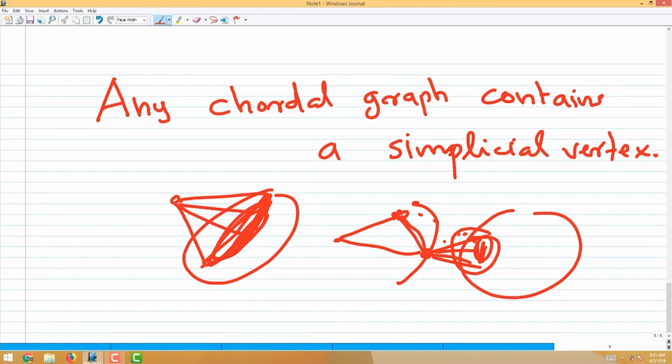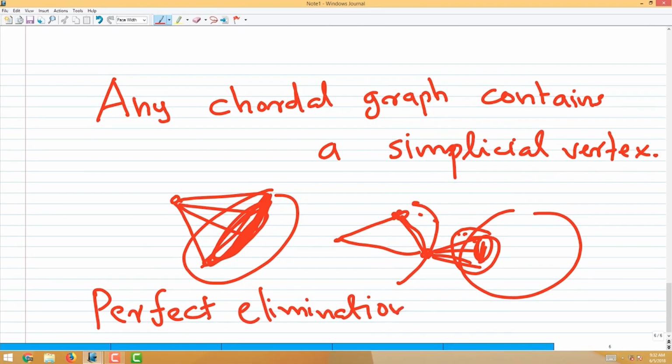In fact, one after the other, as you remove vertices, a sequence of simplicial vertices will come. That means the vertex set of the chordal graph can be arranged in an order, like first a simplicial vertex, then a simplicial vertex in the remaining graph, then a simplicial vertex in the remaining graph, like that, right? And if you read this ordering, this is an elimination ordering. This is called a perfect elimination ordering. Usually we write it as PEO. I'll tell you where this word comes from. You will wonder why this elimination ordering.